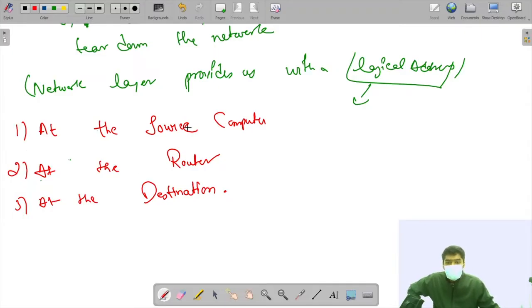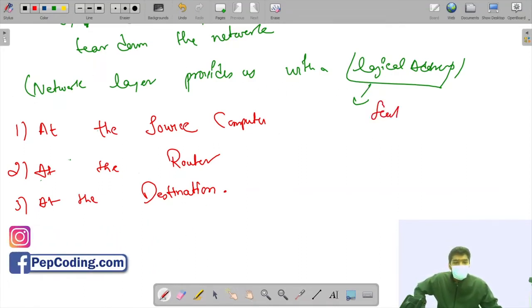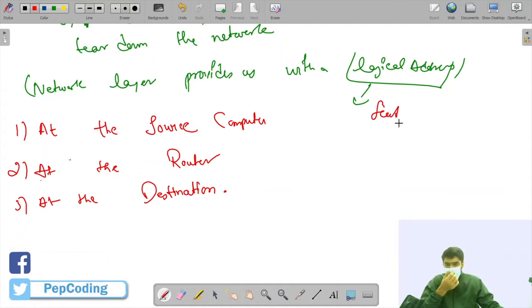In the last video, I told the difference between connectionless and connection-oriented protocols. So let's see what the services provided in the network layer are. The main thing the network layer does is provide us a logical address of where we have to send the data, and it takes the data from here to there.